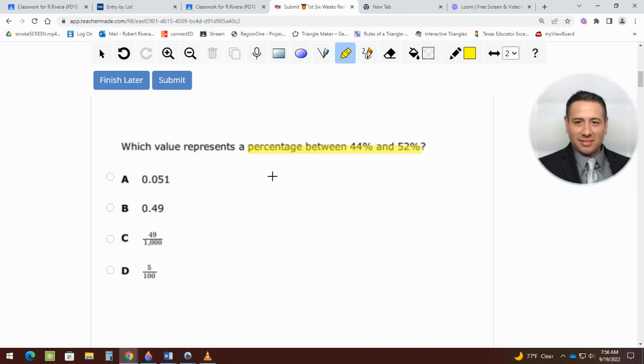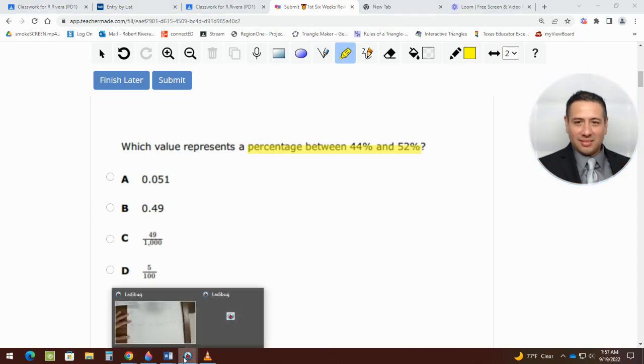Okay, between 44% and 52%, okay? Questions so far? Okay, now, I see that this is in percent, and these are in decimals, and these are in what? Fractions. So what I believe in is changing everything to money. When you have everything all mixed up, percent, decimals, and fractions, I want to change everything to money, okay?